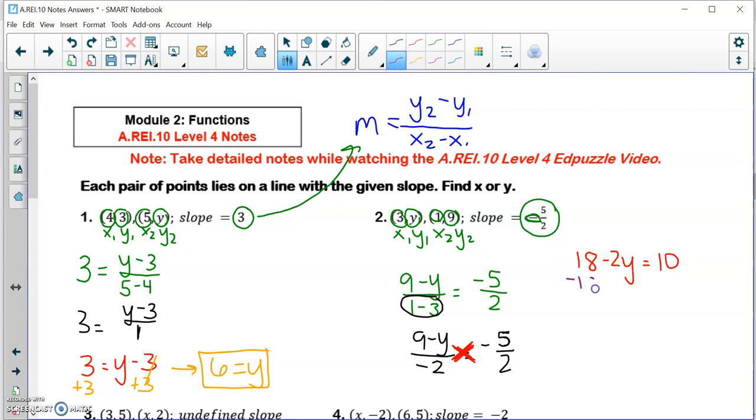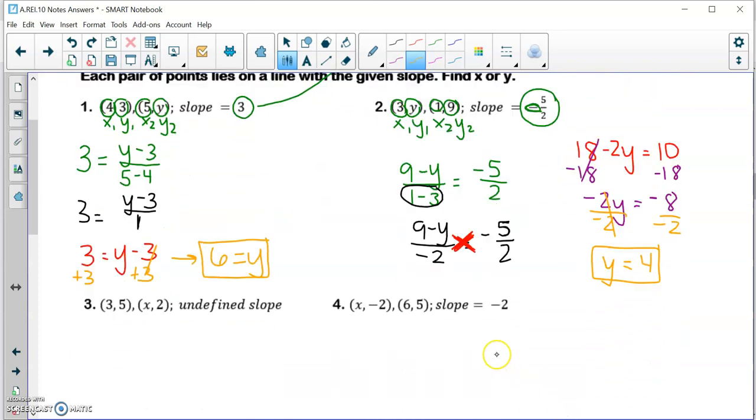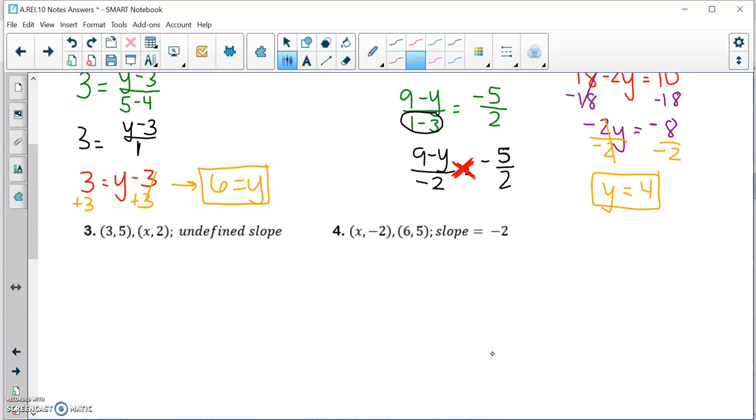I'm now going to subtract 18 from both sides to get negative 2y is equal to negative 8. Dividing by negative 2 on both sides, I get y is equal to a positive 4. All right, moving on to number 3. Number 3 is a little bit tricky, but we'll get through it.